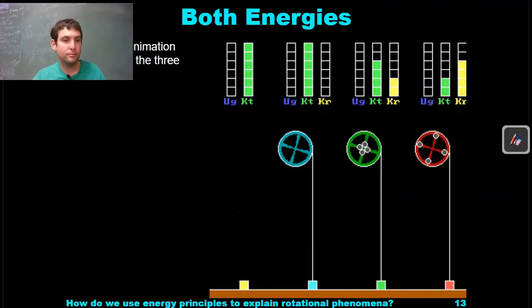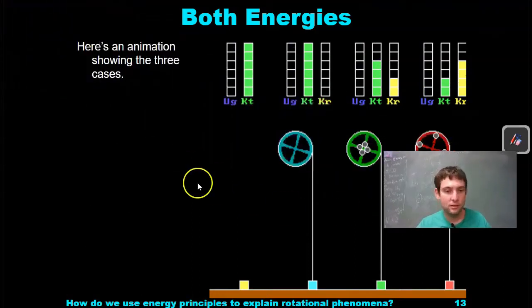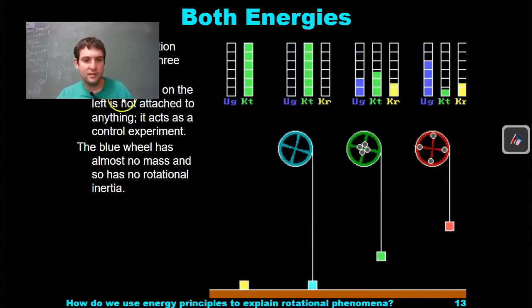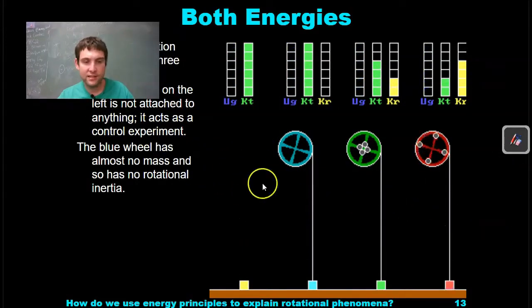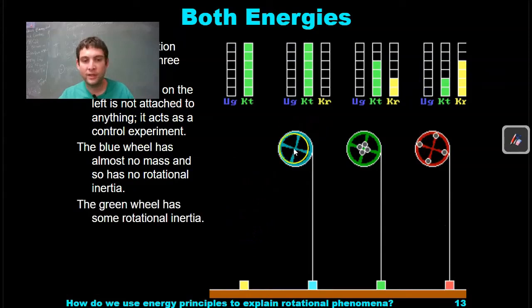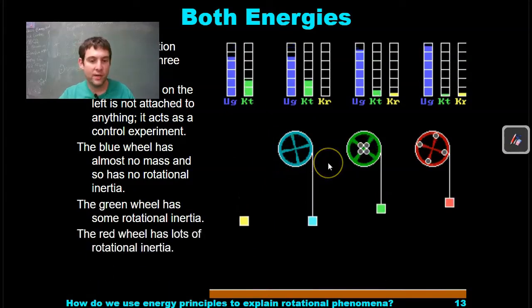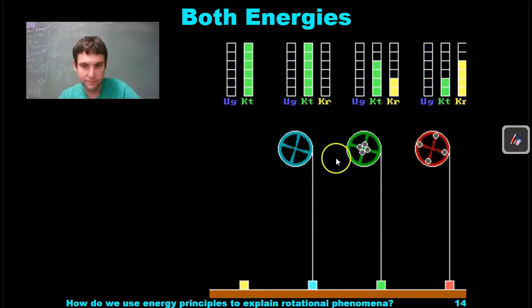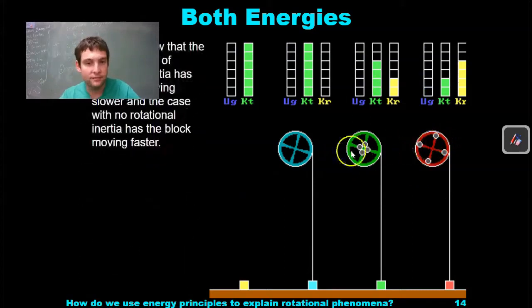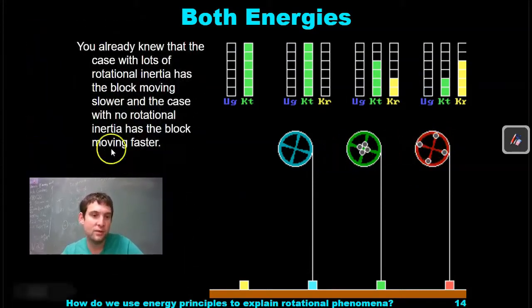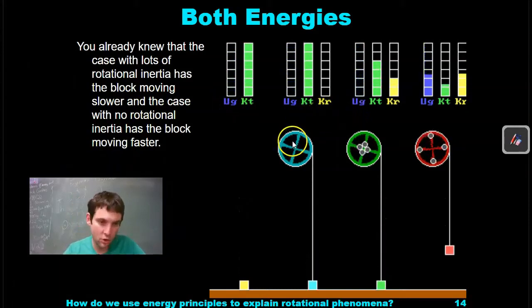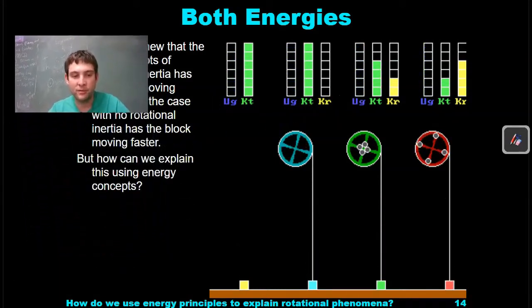Boom, there you go. Point made. Yellow block is on the left, not attached to anything. It acts as the control in the experiment. The blue wheel has almost no mass and has no rotational inertia. The green wheel has some rotational inertia, and the red wheel has lots of rotational inertia. Harder to get it to rotate. You already knew that in the case with lots of rotational inertia, the block was going to be the slowest, and the one with no rotational inertia, the block would be moving fastest.